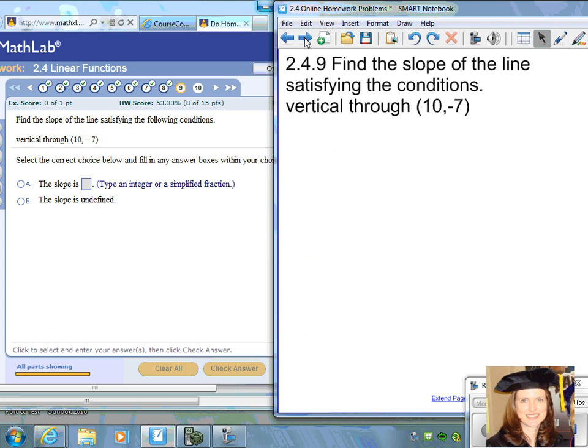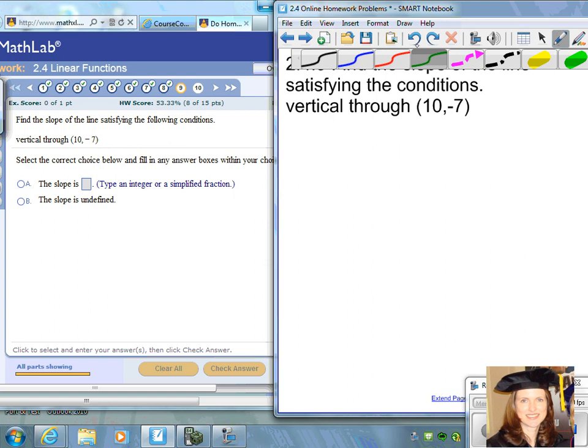Let's look at the next example, number 9. Find the slope of the line containing the line satisfying the conditions. It's a vertical line through the point 10, -7. Now, if you recall, a vertical line has an undefined slope. You can answer that question automatically. But if you forget, this is something that you can do.